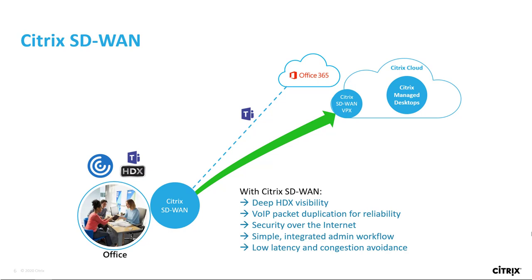Citrix SD-WAN provides optimized connectivity to Citrix Managed Desktops, including deep HTX visibility to prioritize delivery based on class of service. It also works together with HTX and the Citrix Workspace app to optimize the delivery of Teams media flows. Today we'll focus on optimizing Teams hosted on Citrix Managed Desktops and delivered using Citrix SD-WAN.